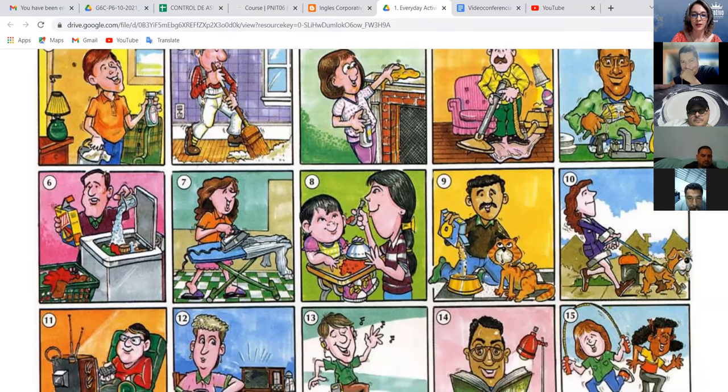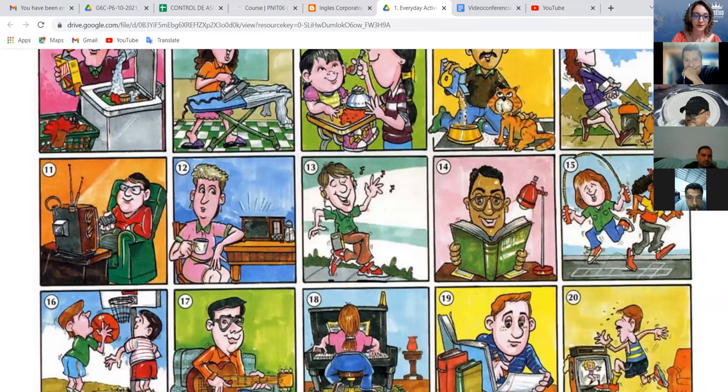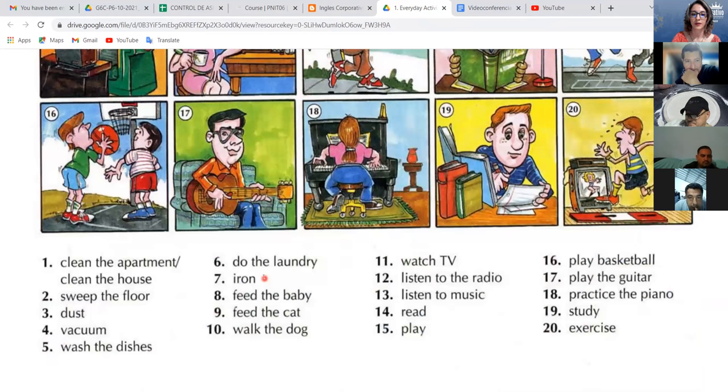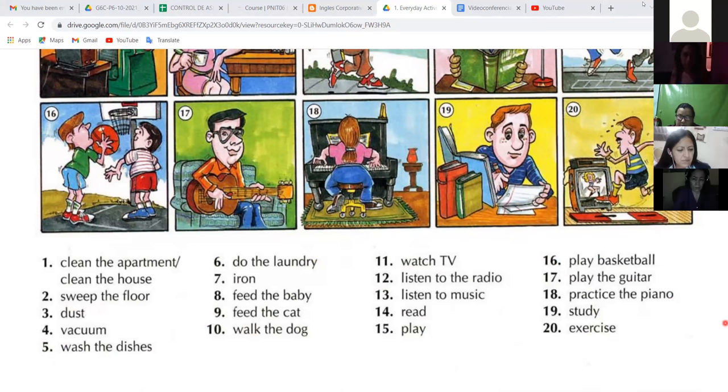When did you do it, Arnoldo? I did iron. When? Here is number 7, iron. I did iron the clothes this morning. Okay. In this case, it will be like this. I iron my clothes this morning. Yes. Thank you, Arnoldo.